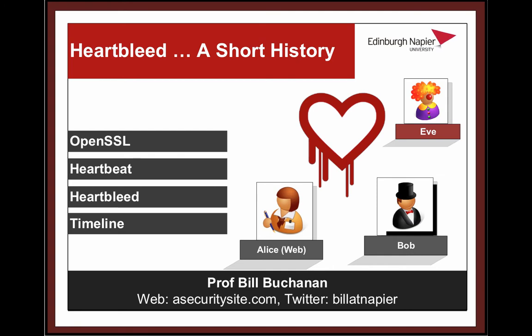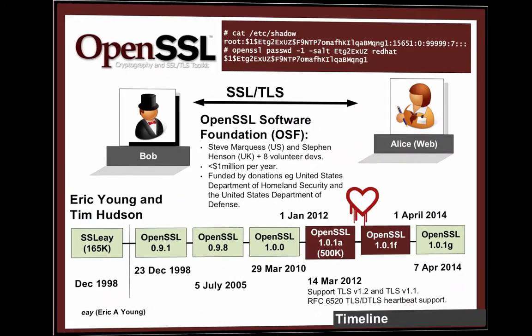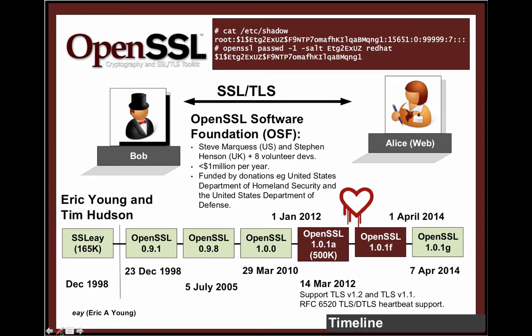And so now let's have a look at the OpenSSL libraries. The history of them was that they were originally developed by Eric Young and Tim Hudson, and they created SSLeay, and the EAY is actually Eric A. Young. So when they finished their research, they went to work for a company, and it was handed over to the OpenSSL Software Foundation, or OSF, and their first version was 0.9.1 in December 1998.